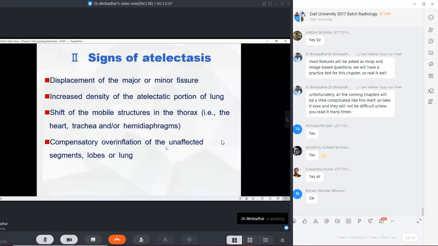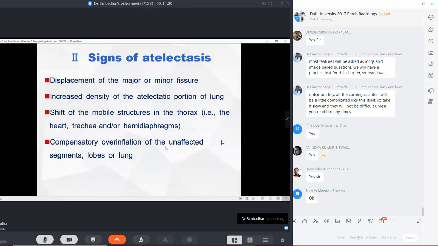Now, what are exactly the signs of atelectasis? Right, let us recall once back again. Displacement of the major fissure and the minor fissure. So remember the mechanism of that. And then increased density of the atelectatic portion of the lung. That is the second major sign. Shift of the mobile structures in the thorax. That is the heart, the trachea, and the hemidiaphragms.